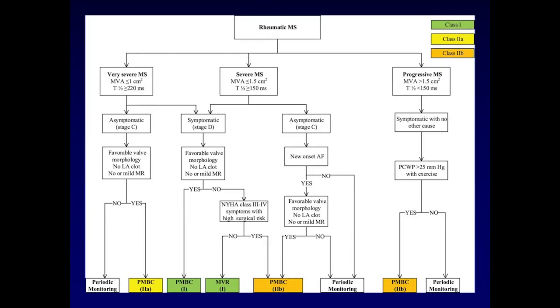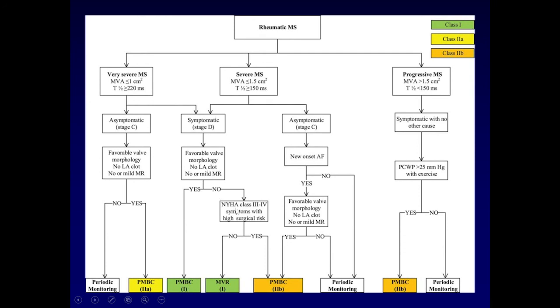The reason that you need to figure out the candidacy, this is the flow chart from the most recent guidelines, is because the decision about is this valve favorable for a balloon is pretty much in every decision tree. So it's very straightforward when you have severe MS, that's judged by a mitral valve area, preferably by 3D planimetry by echo. So if you have a severe mitral valve area, you're symptomatic, and you have favorable valve morphology, well, that's a no-brainer. You go for a balloon.